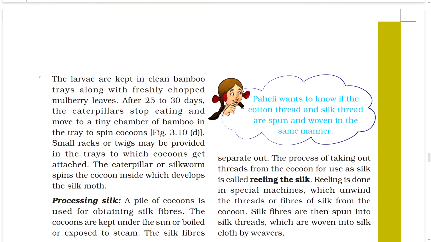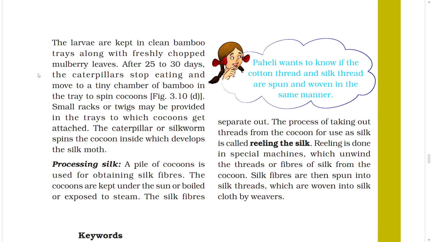Paheli wants to know if the cotton thread and silk thread are spun and woven in the same manner. Separate out. The process of taking out threads from the cocoon for use as silk is called reeling the silk. Reeling is done in special machines which unwind the threads or fibers of silk from the cocoons. Silk fibers are then spun into silk threads which are woven into silk cloth by weavers.